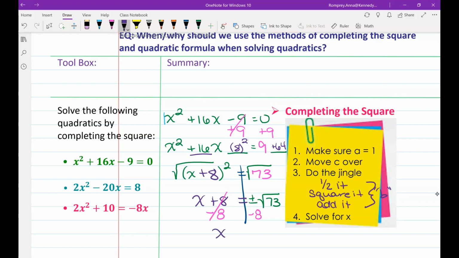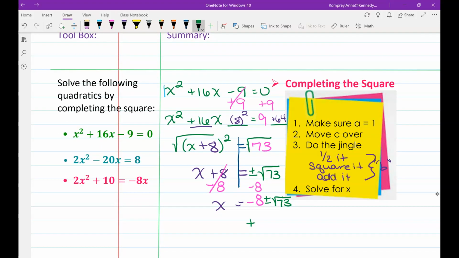So x equals, you can write this a couple different ways. Normally how you'll see it is the negative 8 you'll write first, and then you'll follow it up with plus or minus the square root of 73. Okay? That is not the only way. You could also write this plus or minus the square root of 73 minus 8. That's also equivalent. Again, primarily, you're going to see it this way. Okay, now we have solved for x.